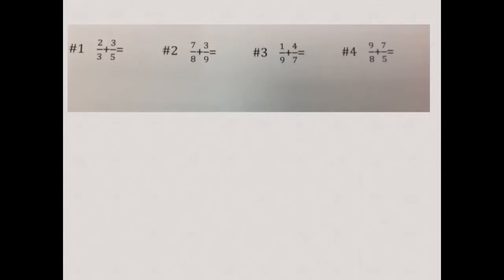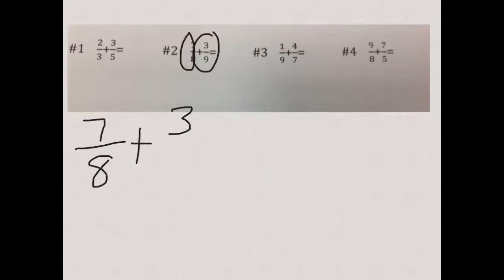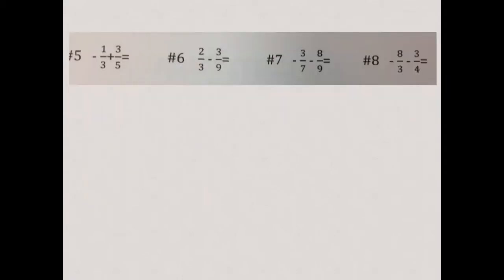Okay, class. Now, I know we worked on problem number 1, so let's look at problem number 2, which is 7/8 plus 3/9. When we want to find the lowest common denominator, we want to find multiples of 8 and 9 that are shared. What I mean by that, class, is, let me get a blank page going here.